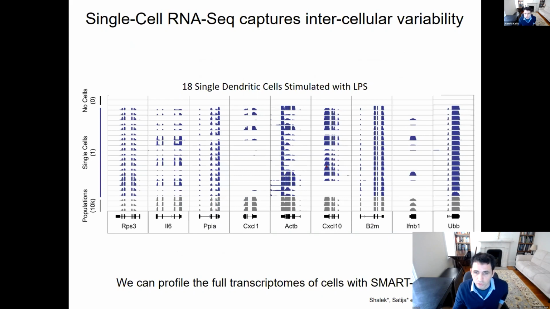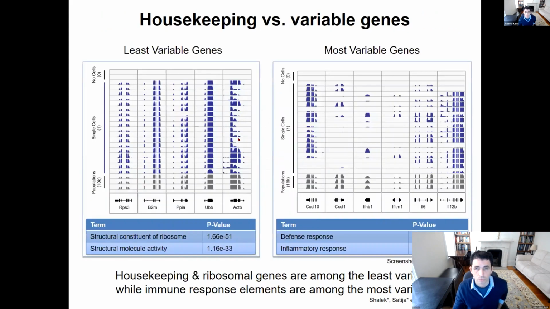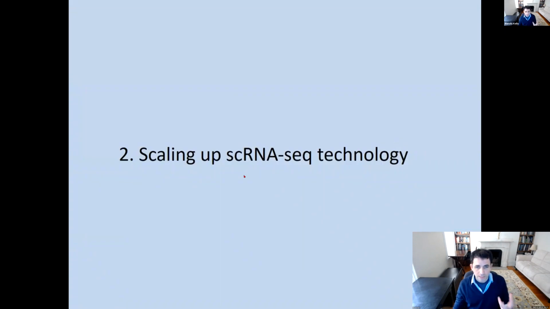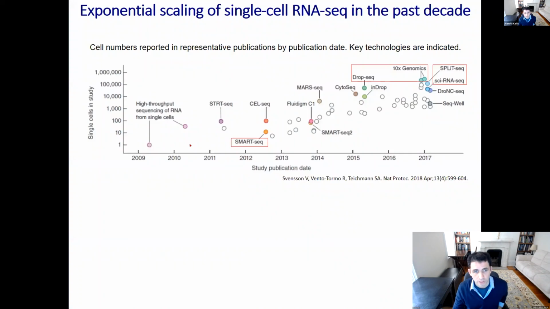So when you stimulate those cells, they respond differently. And what you see is that there's dramatic differences between the housekeeping genes, which show very little variability, and the most variable genes, which are very often involved with environment sensing, defense response, inflammatory response, and so on and so forth. So this is the traditional original technologies for probing individual cells. And these are basically sitting here. These were the first technologies for profiling individual cells at a time.